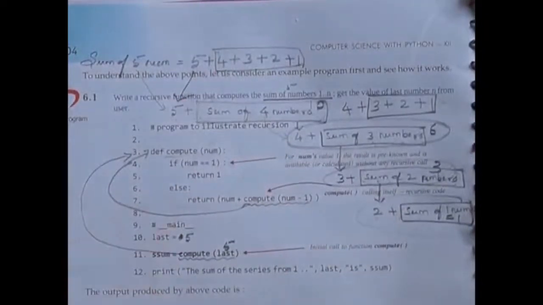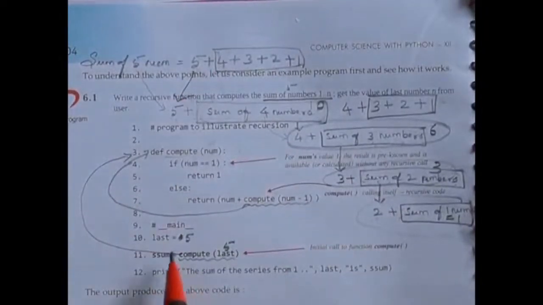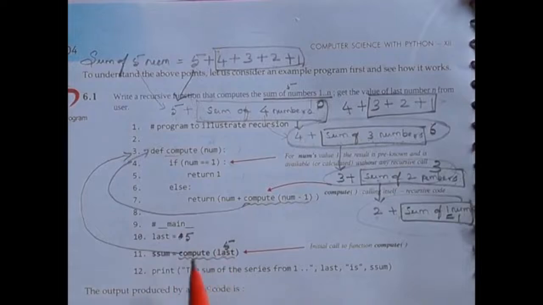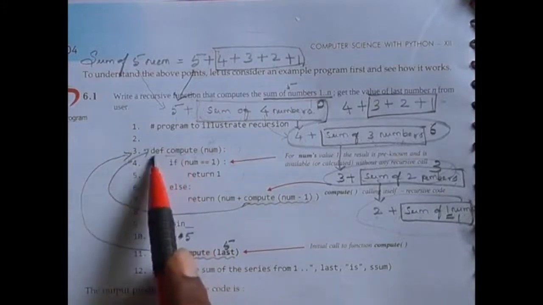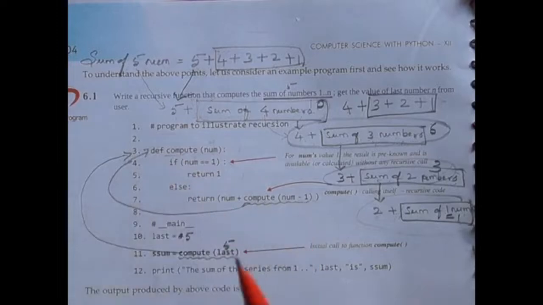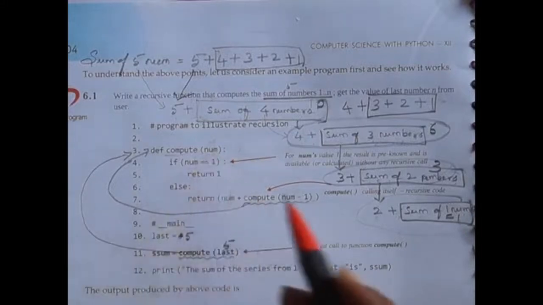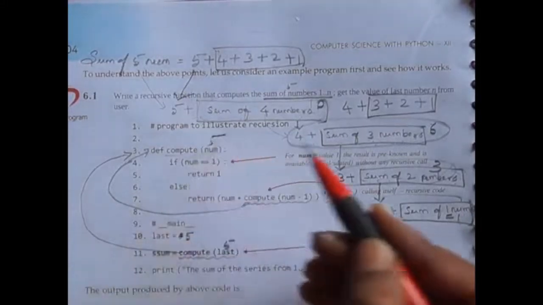Let me explain you in the programming part. Okay. First, come to main function, last equal to 5. What's the value of last? 5. Now compute 5. That means it is a call statement. So this will go to compute definition. Okay. Now the last value is 5. This value will be transferred to num. So num value is what? Num value is also 5.